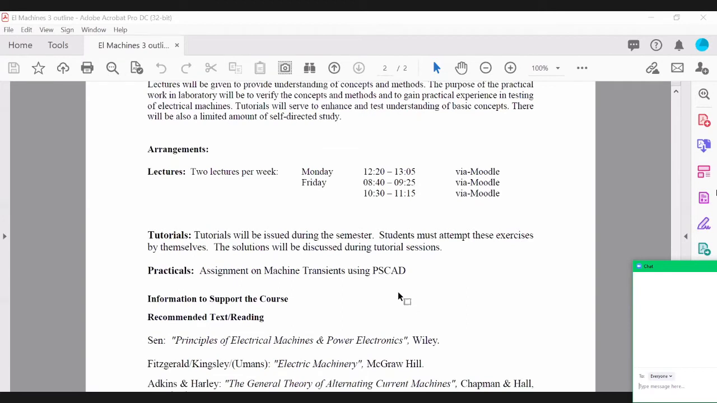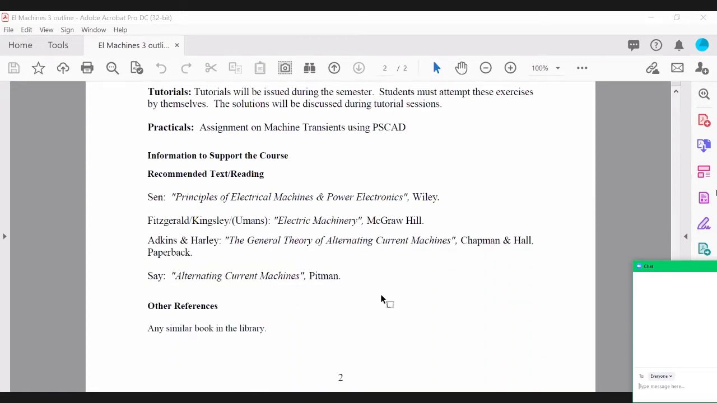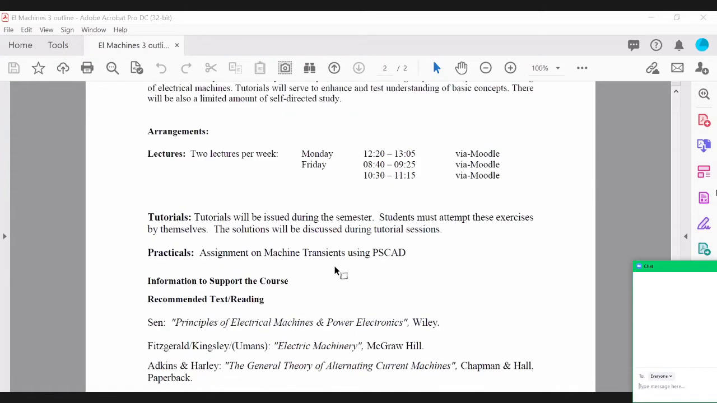Right, so the tutorial will be posted on the learning website, and the assignment on machine transients will also be given via Moodle, and it will require the use of PSCAD. Okay, in terms of the notes, they are based on those textbooks, but I will provide you notes for all the different sections. So these textbooks have just been presented for your reference only. You don't need to go and purchase those textbooks, because my notes have already basically covered all these different textbooks that I will provide.